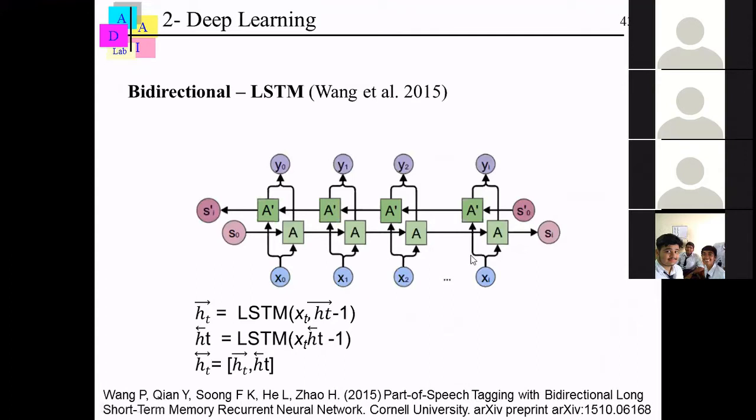BiLSTM is composed of 2 LSTMs, a forward and a backward LSTM. When we combine forward LSTM and backward LSTM, we have a bidirectional LSTM.